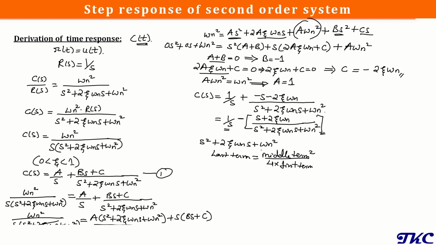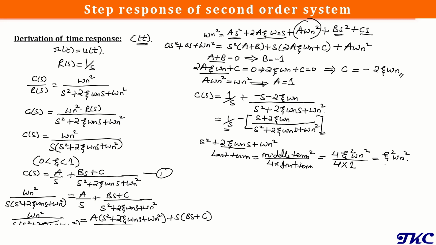So here the last term we are going to add and subtract to make this a whole square. So let's determine what will be the last term. Here the middle term we are having is 2 zeta omega n, so we need to take the square of it, so it will be 4 zeta square omega n square divided by 4 into the first term, which is the S square coefficient, so it is 1. So here we will have the last term as zeta square omega n square, because 4 from the numerator and 4 from the denominator will get cancelled.